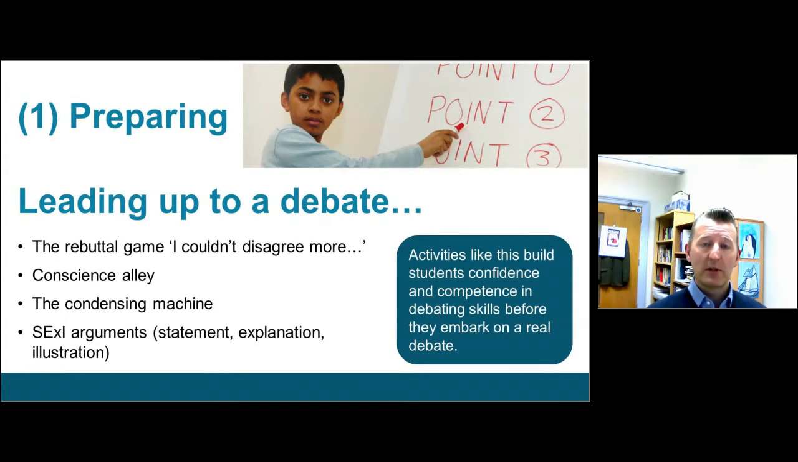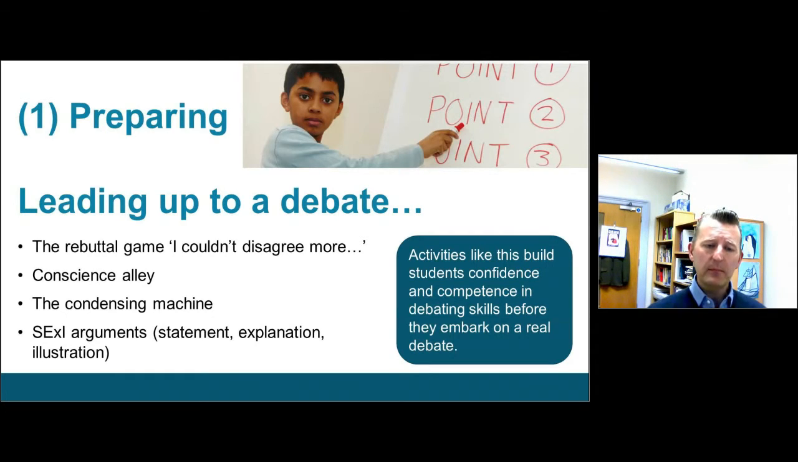Children enjoy this game, but it gets them in the habit of responding quickly, which is one of the skills that you have to have, especially if you're in a formal competitive debate and you've only got 3 minutes and you're being timed. And you need to be able to respond as quickly as possible. So that's a good way to get kids thinking on their feet and get them used to fast responses.